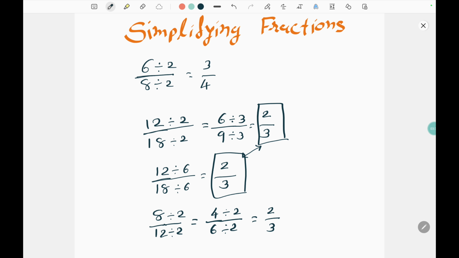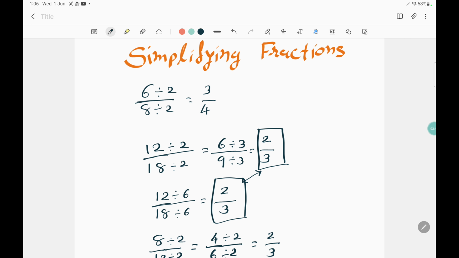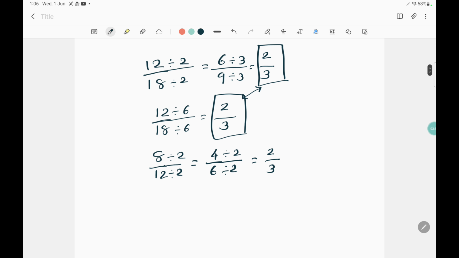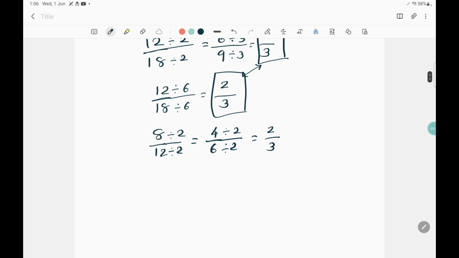And 2/3 cannot be simplified further because both cannot be divided by any common number. So we cannot simplify it further. Okay, let's see the same question.